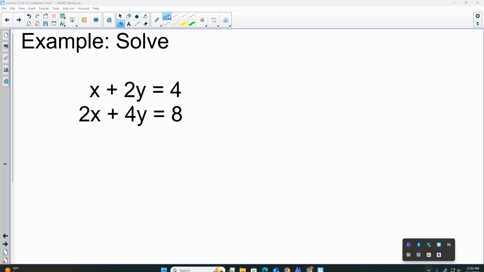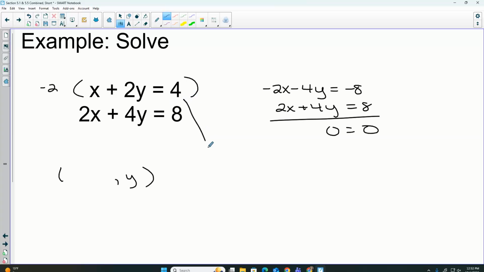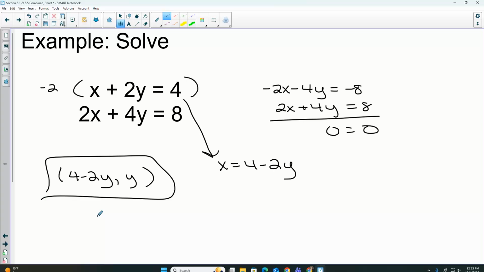Alright, so if we multiply first one by -2, so we get -2x minus 4y equals -8, and positive 2x plus 4y equals 8, we get 0 equals 0. So we know there's infinite solutions. If I ask you to write it with y arbitrary, that means you keep y, you need to solve for x. So can you use either equation? The first is probably the easiest, because all you have to do is subtract your 2y. So it's 4 minus 2y, y. Is that okay? Good.